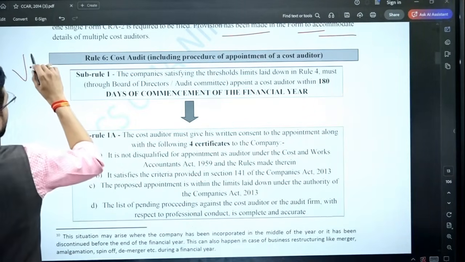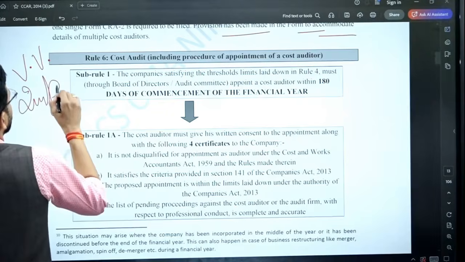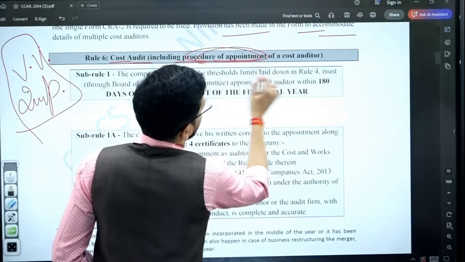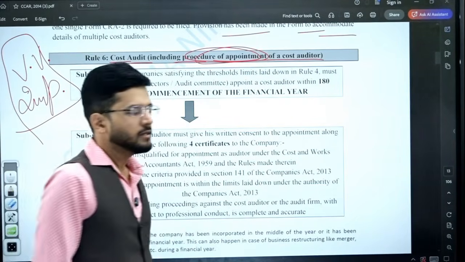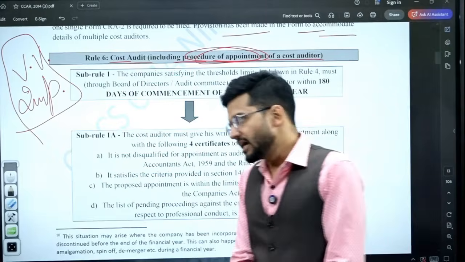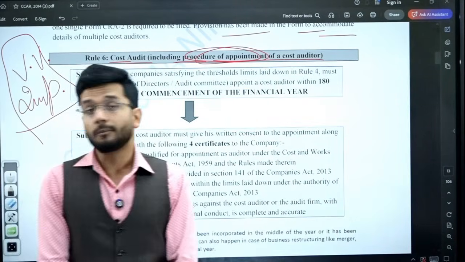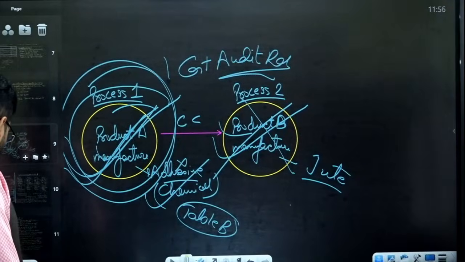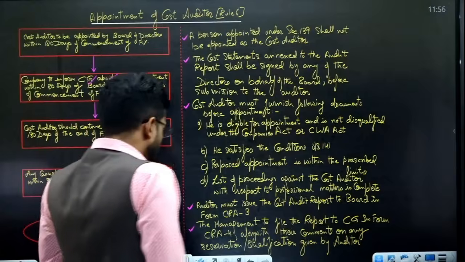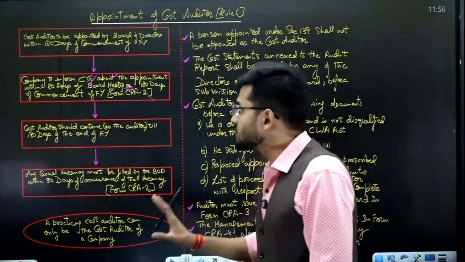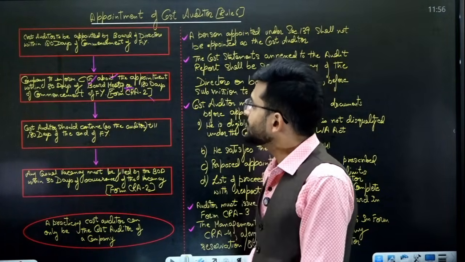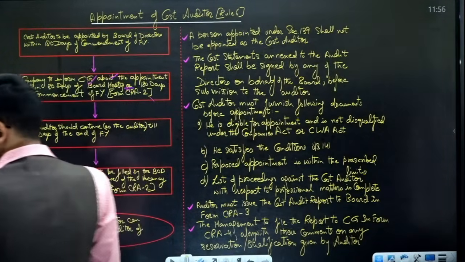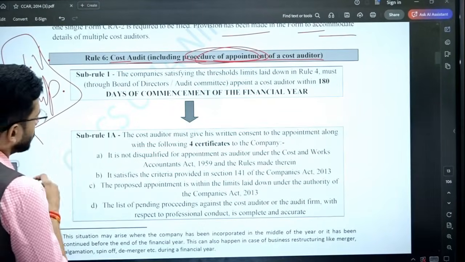Very, very important: appointment of cost auditor. How is a cost auditor appointed? Cost audit, including the procedure for appointment of cost auditor: a 6-mark question in the examination, including case study based questions, can be asked from this particular rule, Rule 6, which is the procedure for appointment of cost auditor. Very, very important from an exam standpoint, guys. Just for your revision purposes, I have jotted down this entire procedure in a chart which tells you the procedure for appointment of cost auditor. We'll come back to the chart. First, we'll study it from the book itself.